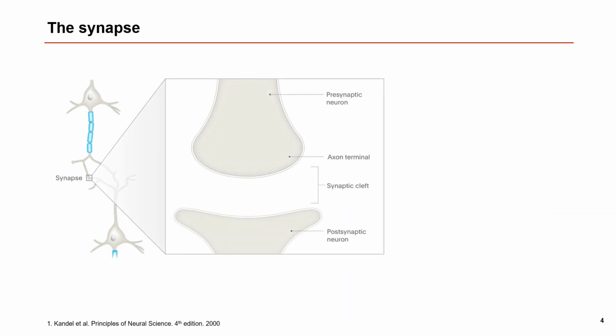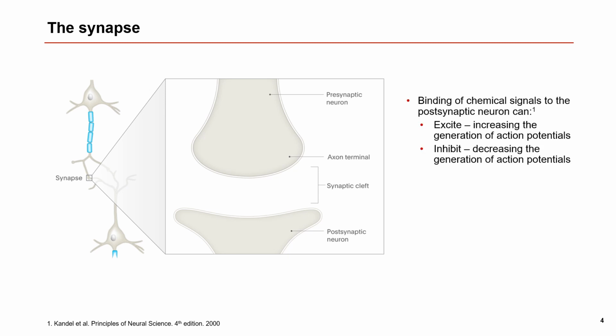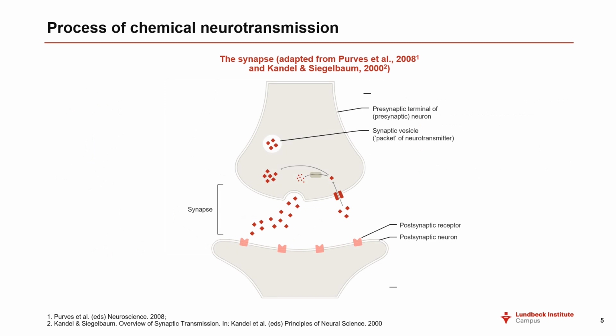The presynaptic neuron uses chemical signals, or rather neurotransmitters, to increase or decrease the generation of action potentials in the postsynaptic neuron. It is also possible to affect other biochemical processes such as cell signaling pathways in the postsynaptic neuron. This complex interconnectivity gives rise to the rich functional communication network that is the central nervous system. The process of chemical neurotransmission is shown on the screen.